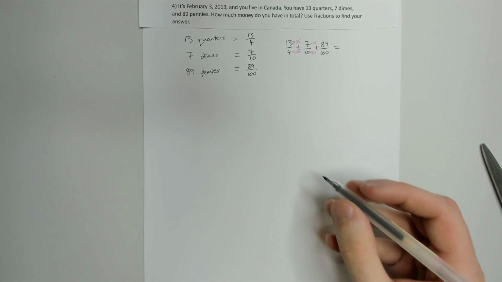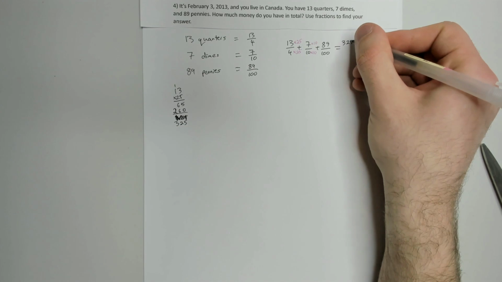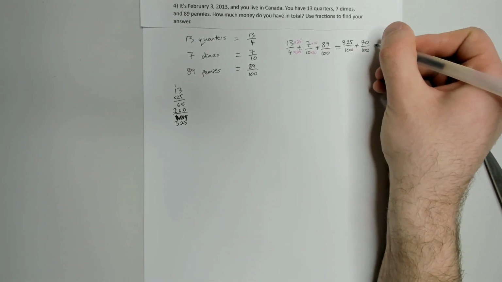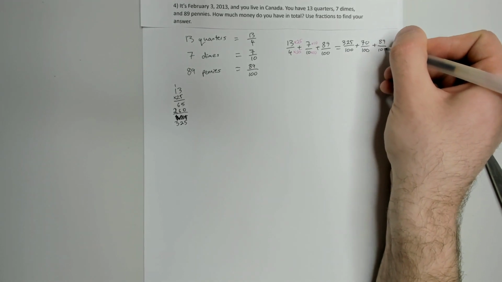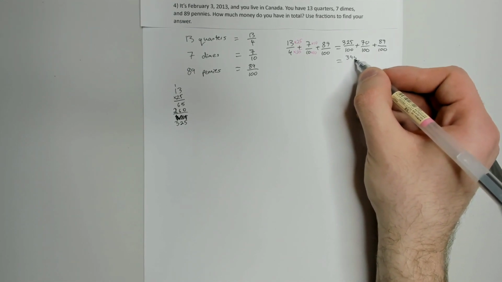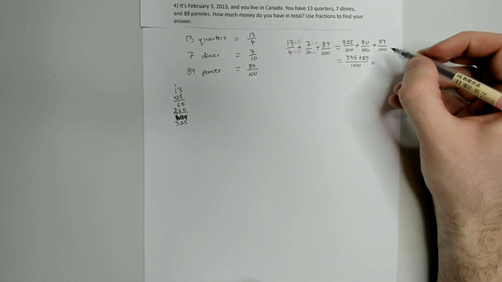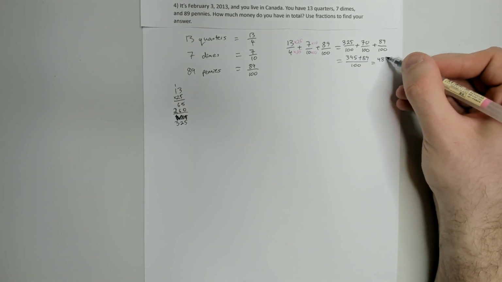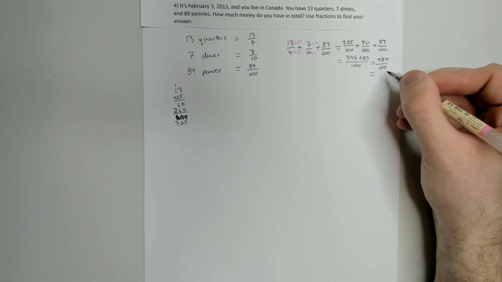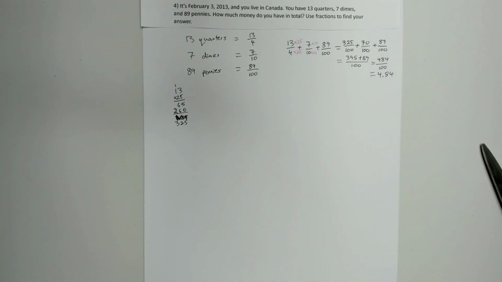All right, so we've got 13 times 25, which gives us 325. So we have 325 over 100, plus 7 times 10 is 70 over 100, plus 89 over 100. All right, so 325 plus 70 is 395. And then we are adding 89 over 100. 395 plus 89 is 484 over 100. And since we're dividing by 100, this is just moving the decimal over twice. We get 4.84 or $4.84.